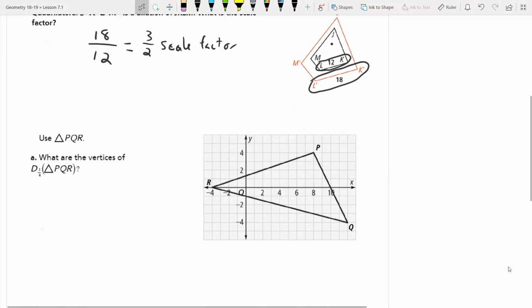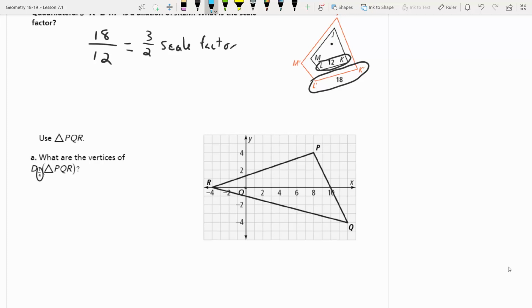All right. Our last one is going to actually ask you to graph this. They want to know what are the vertices of a dilation by 1/4 of triangle PQR. Notice that they didn't give you a center of dilation. If they do not provide a center of dilation, it's the origin. So it's going to be the point 0, 0. So what you're going to do for each one of these is find the distance from the origin to point R. And then we're going to cut it into fourths.